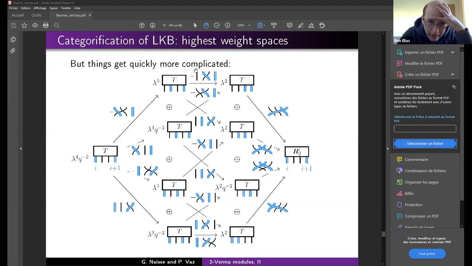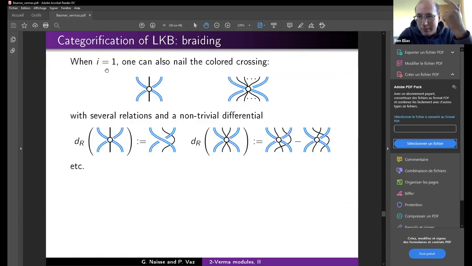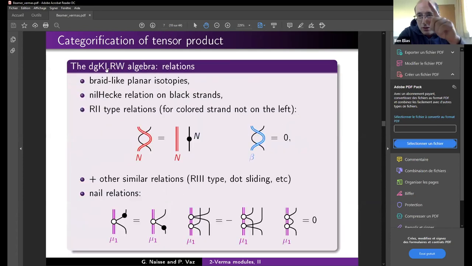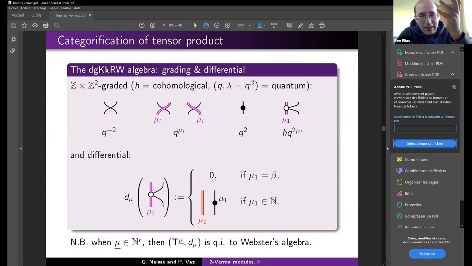So in parallel with what was happening in Pedro's talk, you define this differential so that the differential of a nail on a blue strand is zero, but presumably there's some differential you can turn on if you wanted to, so that the differential on a blue strand was n dots, and then you'd end up becoming quasi-isomorphic to the finite Webster thing?